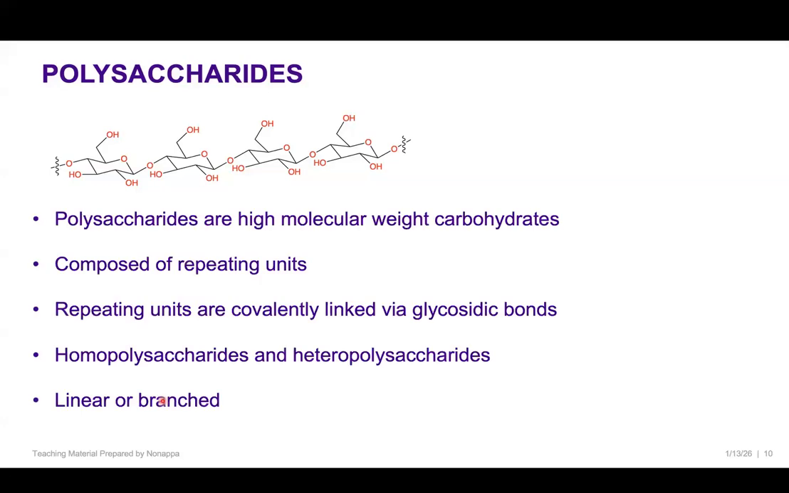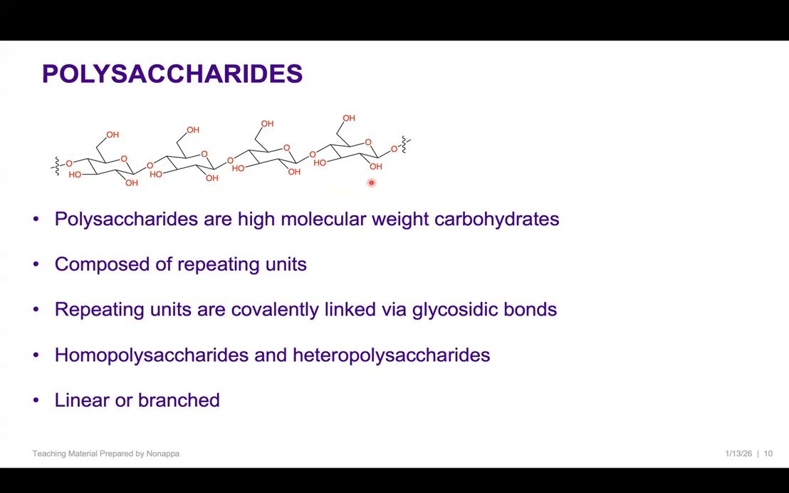Some of the properties of polysaccharides are that they have very high molecular weight because of the large number of repeating units. They always have glycosidic linkages; the units are covalently connected by glycosidic linkages. They have repeat units. These repeat units can be of the same type, in which case they are homopolysaccharides, or they can have different repeat units, in which case they are heteropolysaccharides. They can be linear or they can be branched.